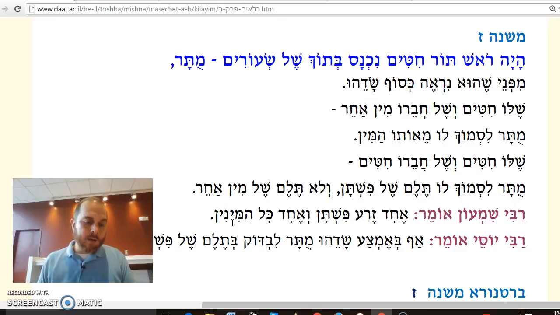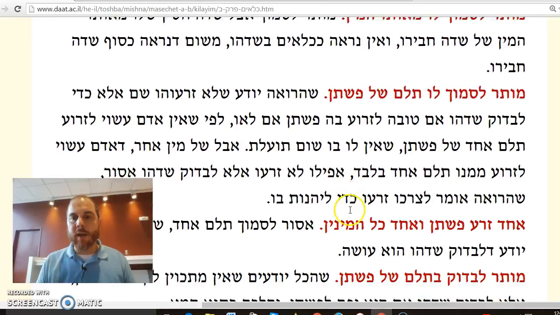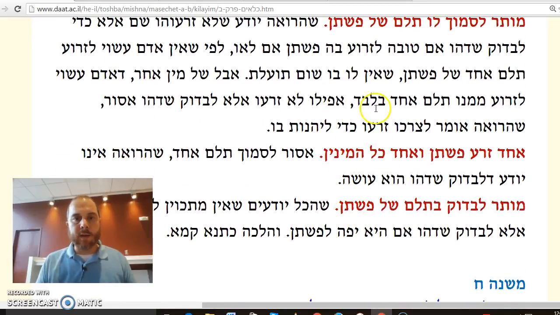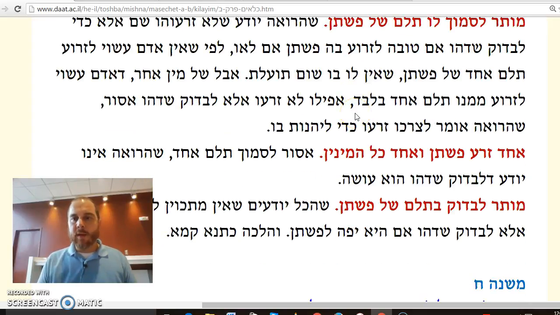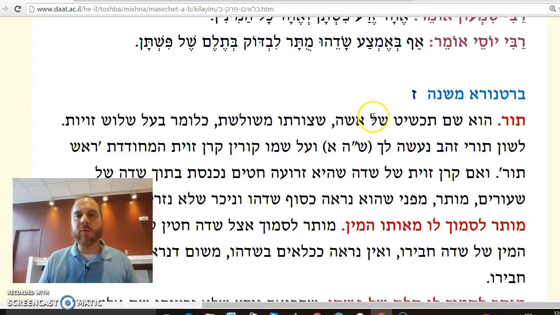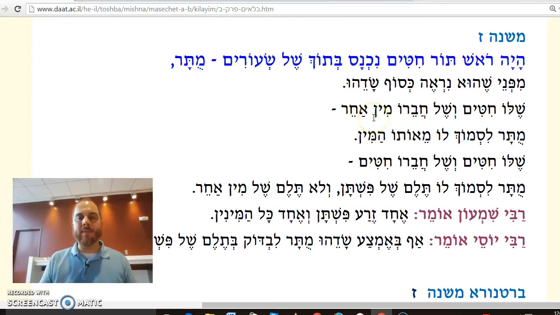Okay, maybe the Bartanura says. The Kahati says, the Bartanura says that even in this case, one second, Rabbi Shimon would say, telem shel pishtan. The Kahati says that Rabbi Shimon would say that in any case, everyone knows if you only plant one telim, one ridge, one strip, everybody knows that you're planting to test.